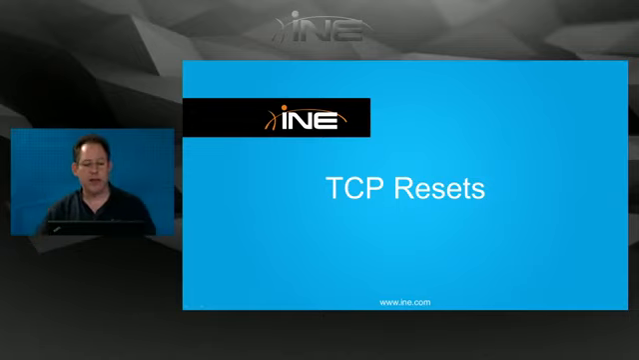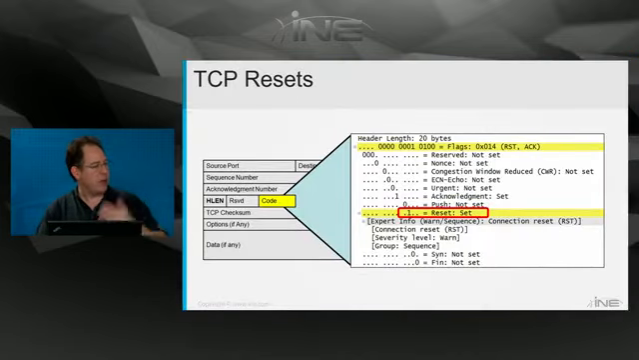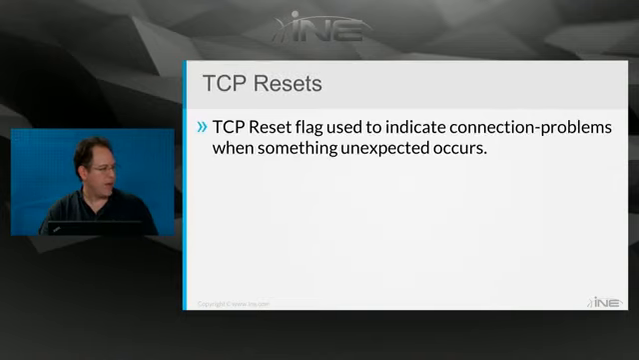So let's start with the TCP reset bit and what that's used for. This is where you would see it. It's in the code bit section of the TCP header. It's just a single flag, and it shows up like that within a packet capture. Basically, this is to be used when there's an unexpected connection problem, and the original RFC 793 gives a lot more details of about 7 or 8 specific instances where the reset functionality should be used.